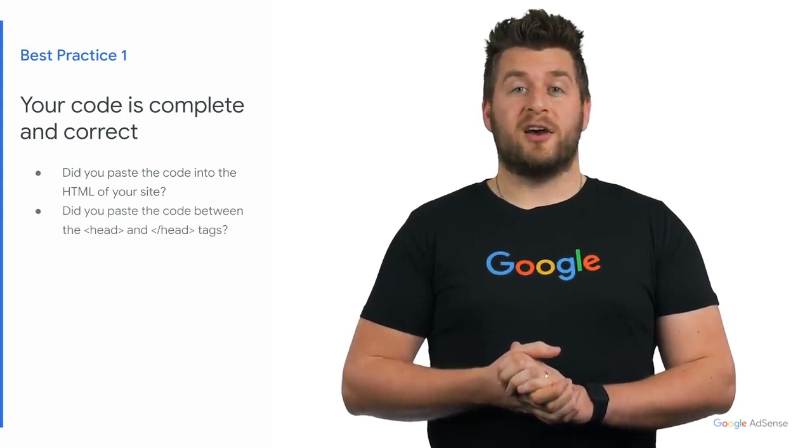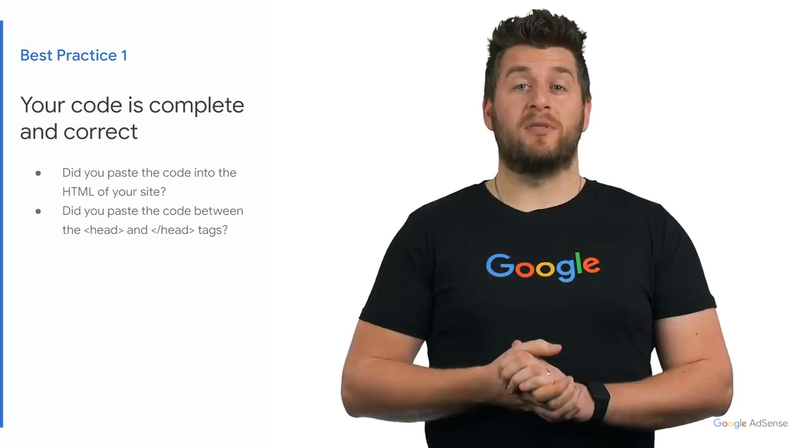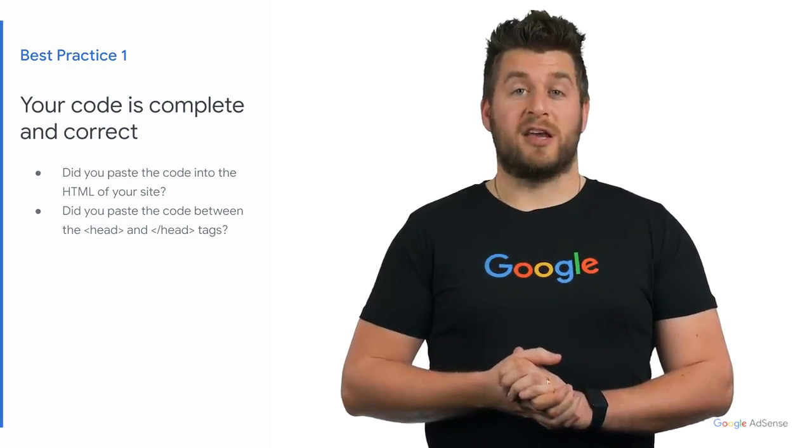So let's get started. The first best practice is to make sure your code is complete and correct. After you've generated the ad code, you will need to place the ad code into the HTML of your site. You need to place the ad code in the head tag or at the top of the body of your page without making any changes.